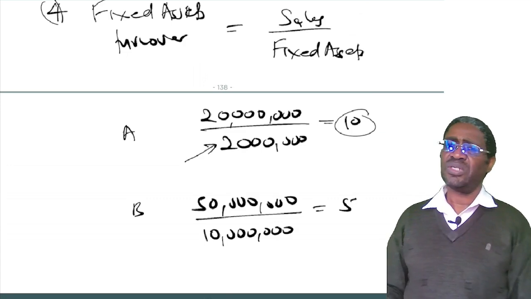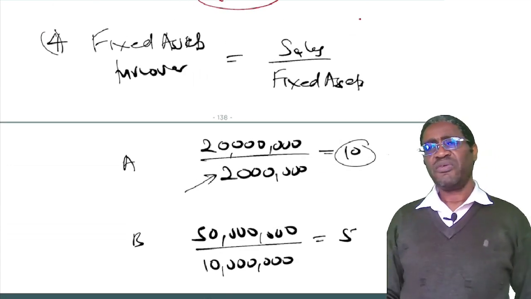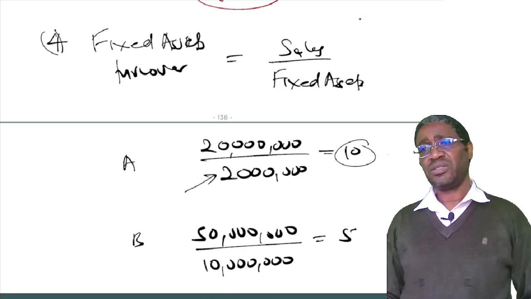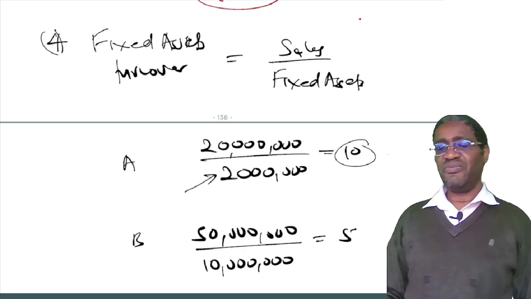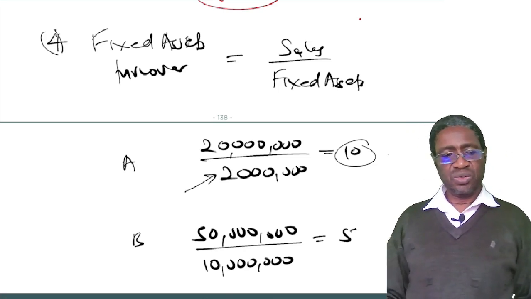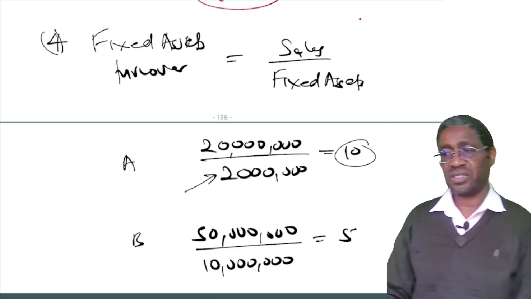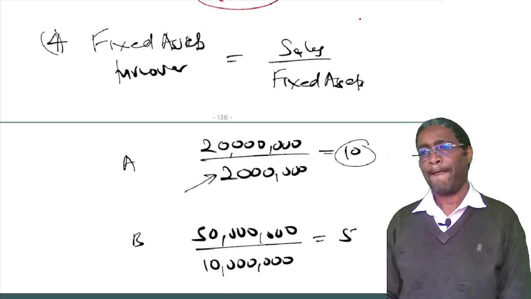So let's put down that number 4, that ratio of 4: fixed assets turnover. You put down the formula, which equals sales divided by fixed assets. Take sales, divide that by fixed assets.